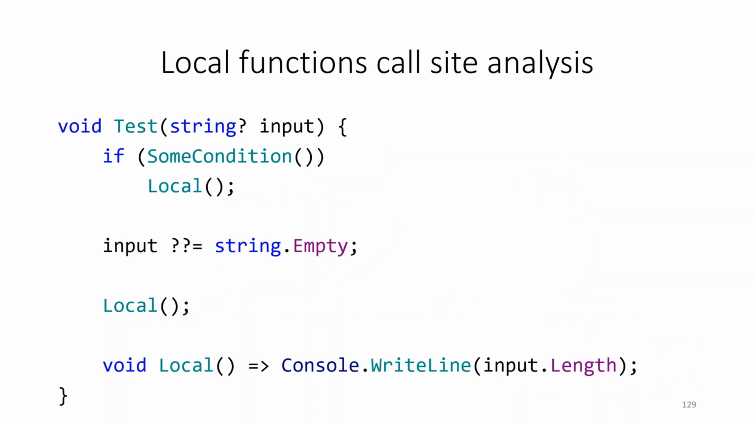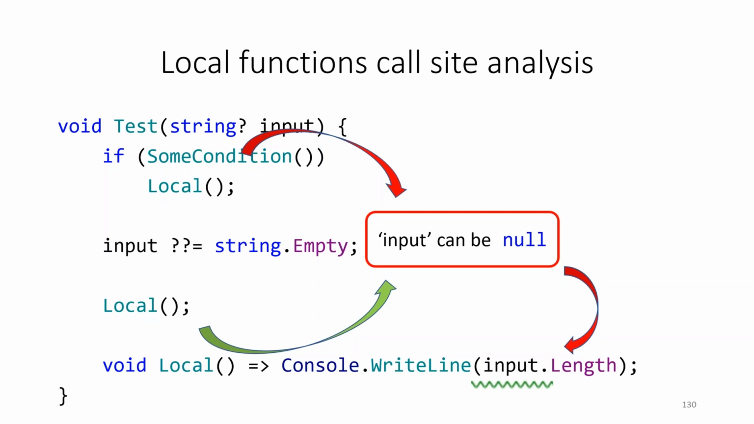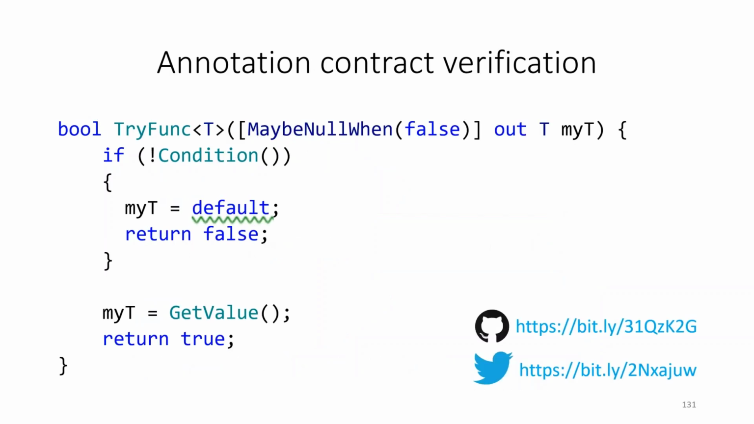And if for some reason you add another call with a different state of the closure variable, the compiler will be able to notice this and tell you that at one of the calls, the input variable is nullable, so it's not safe to dereference. And again, it will result in more precise analysis with fewer false positive warnings.